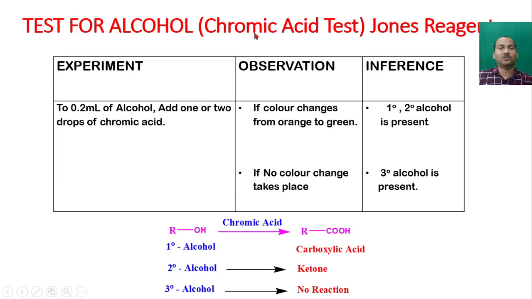Similarly, we can go for the chromic acid test for alcohol. Take 0.2 ml of alcohol in the test tube and then add 1 to 2 drops of chromic acid. If the color changes from orange to green, then primary or secondary alcohol is present. Primary alcohol with chromic acid gives carboxylic acid, and secondary alcohol with chromic acid gives ketone. Tertiary alcohol gives no reaction, so if no color change takes place, tertiary alcohol is present.